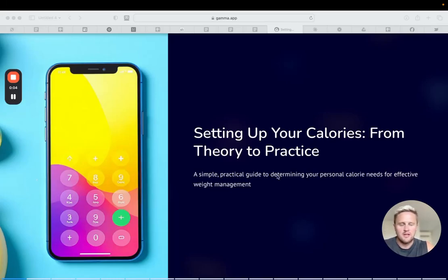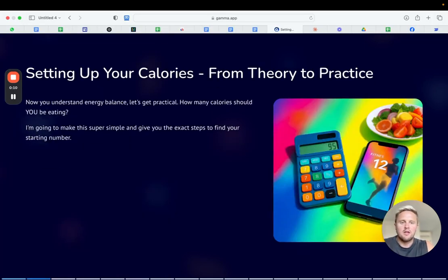Today we are going to be looking at setting up calories from theory to practice. Now the first thing I want you to be very aware of is that no calorie calculator on earth can you punch in your data and it is going to spit out an exact number that is going to create a calorie deficit. Unfortunately, we are very complex human beings, and what I want you to look at is creating a little bit of a start point.